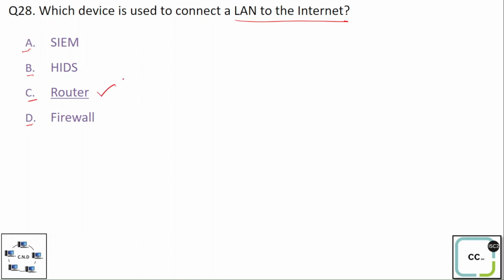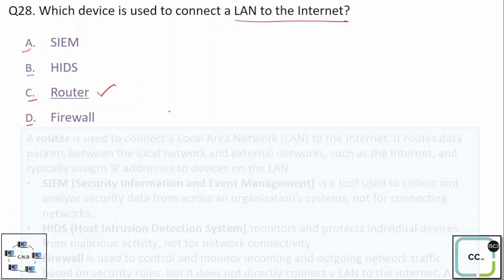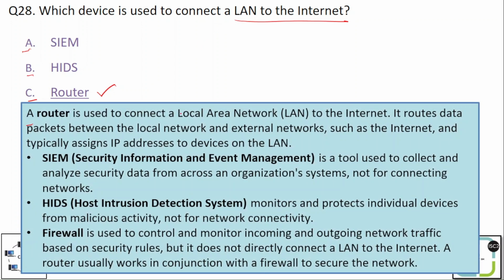Option C, router. So typically a router is used to connect the LAN or your private network to the internet because you need routing, and routing is done through a router to connect to different networks. So a router is used to connect a local area network, LAN, to the internet. It routes data packets between the local network and external networks such as the internet, and typically assigns IP addresses to devices on the LAN.